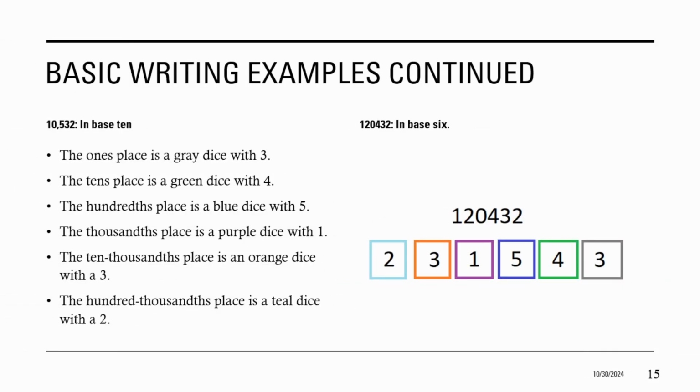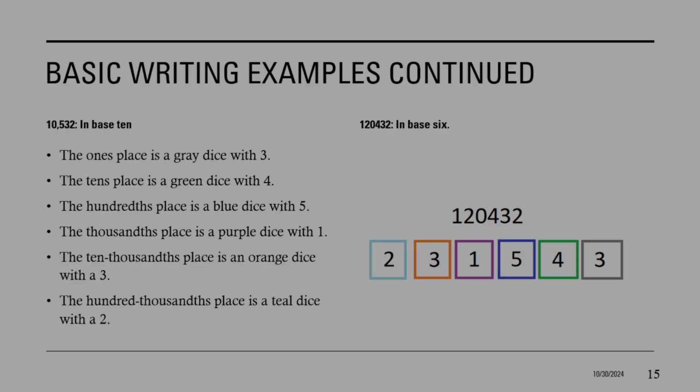Delving even further into our writing examples, we can convert the number 10,532 to base 6, which is 120,432. The ones place would be a gray dice with 3, the tens place would be a green dice with 4, the hundredths place a blue dice with 5, a purple dice with 1 for the thousandths place, an orange dice with 3 for the 10,000ths place, and a teal dice with 2 for the 100,000ths place.